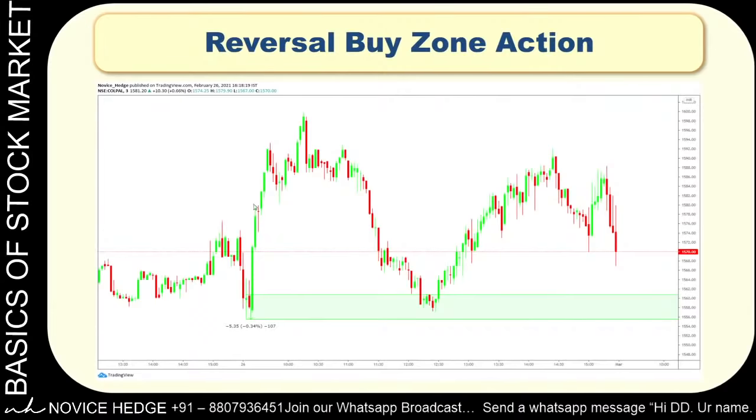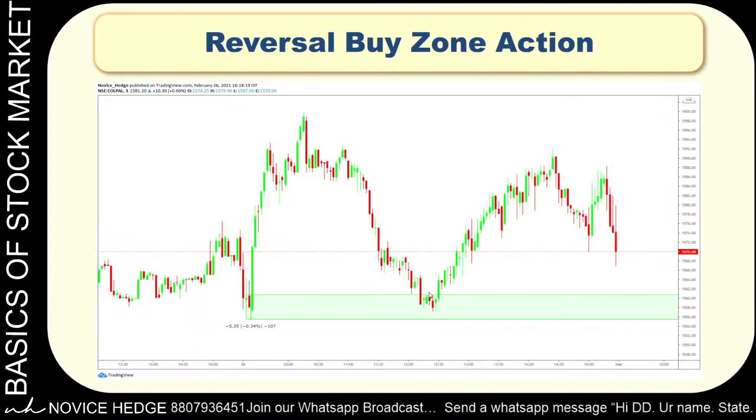No, we don't take the entry at the second candle. On the second consecutive candle, we don't take the entry. We will wait until the price comes back to the same level. So we will place the order at this point, and we will be taking the buy entry over here, and we maintain the stop loss at the bottom.